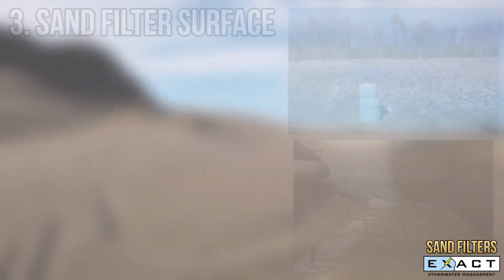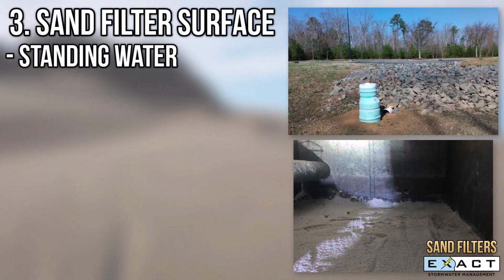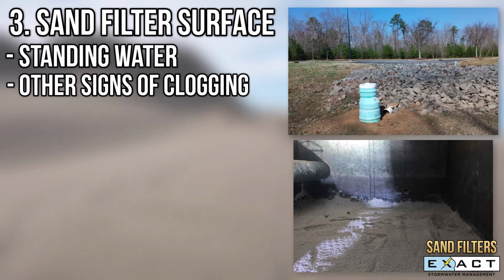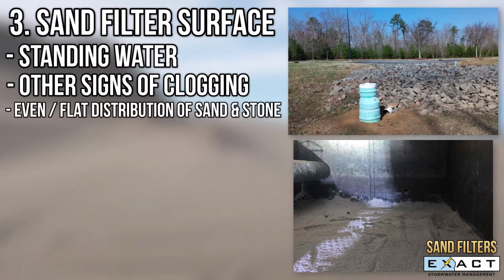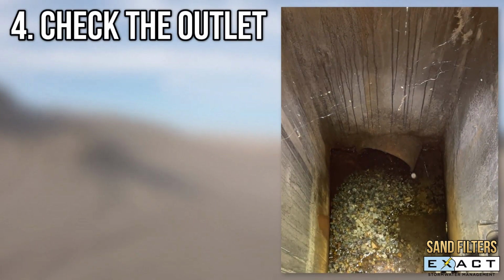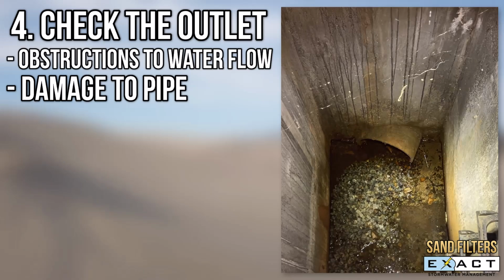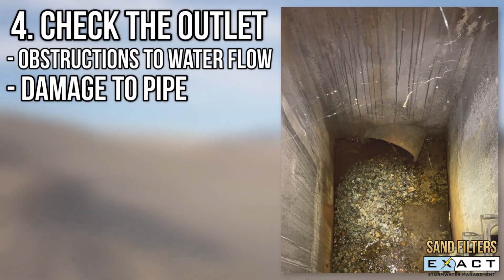Next, check the surface of the system. Look for signs of clogging or standing water, indicating poor drainage. Ensure the land is even and not eroded or displaced. Check the outlet pipes for obstructions or damage and ensure water is exiting the filter properly.